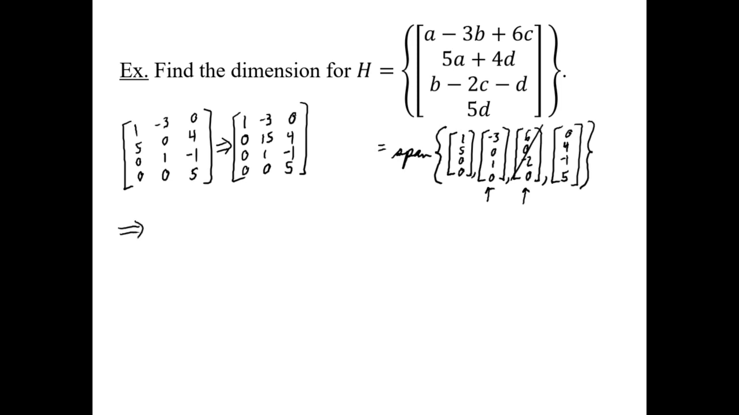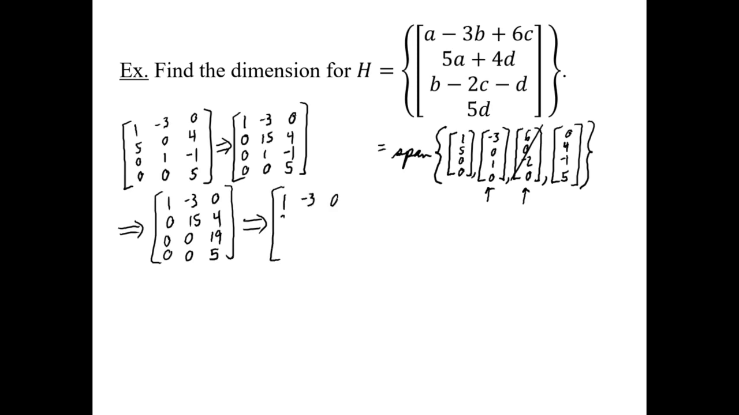I'm going to switch the second and third rows. No, I'm not going to bother. I'll leave it the way it is. So we have 1, negative 3, 0, 0, 15, 4. Multiply the third row by negative 15 and add. We get 0, 19, and then we have 0, 0, 5. And then finally, 1, negative 3, 0, 0, 15, 4, 0, 0, 1, and then I can just subtract to get rid of the bottom row, which is fine.